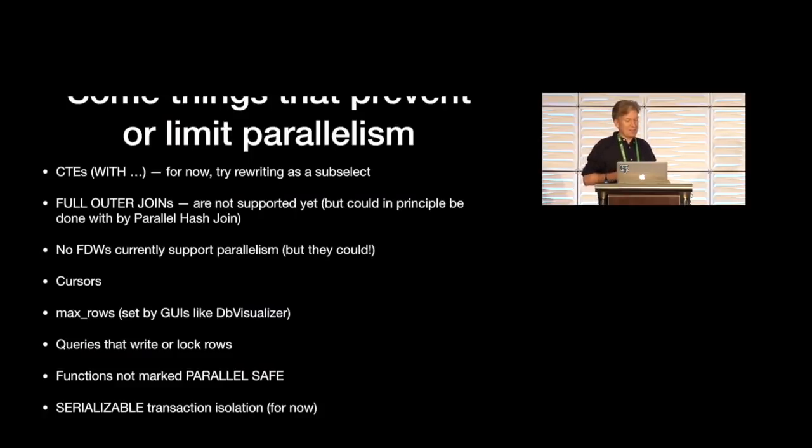So queries that do any writing cannot be parallelized, or locking rows. Another easy way to get parallelism disabled is to use functions that are not marked parallel safe. And here's one which I really wanted to get into Postgres 11 but didn't quite get over the line, which is serializable transaction isolation. If you use that, you cannot parallelize the query, which I think is a shame.